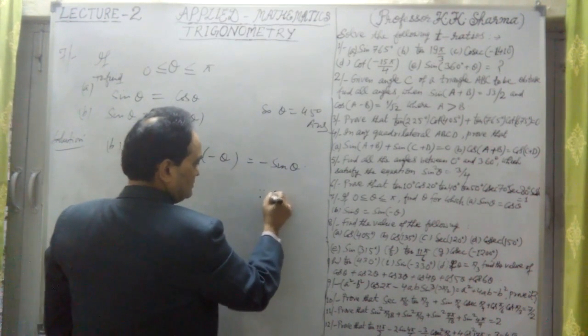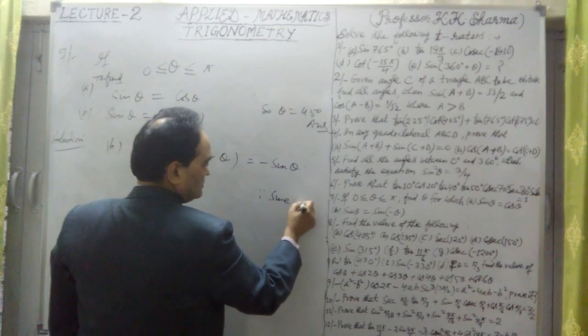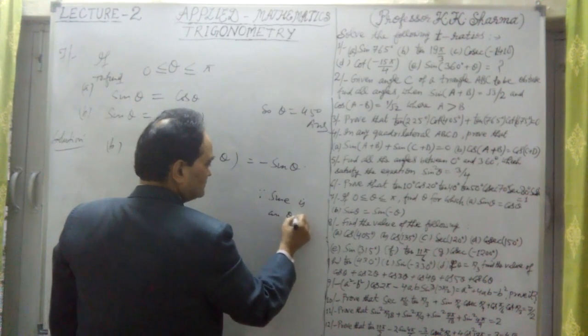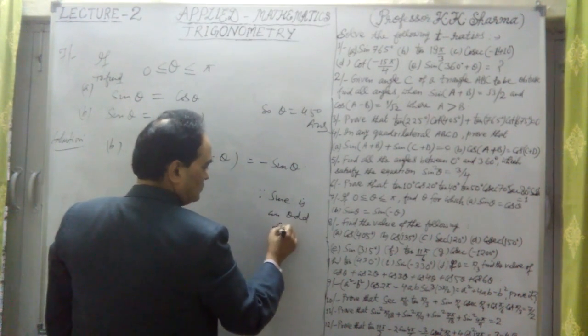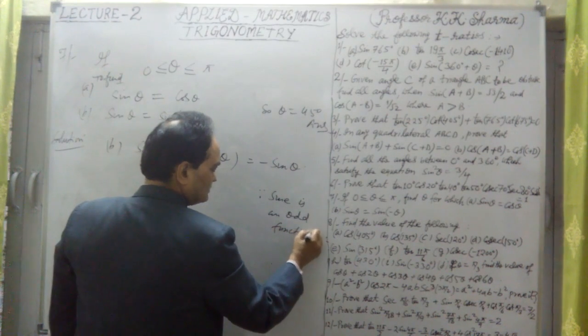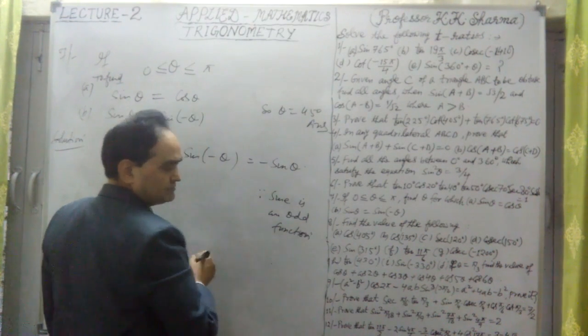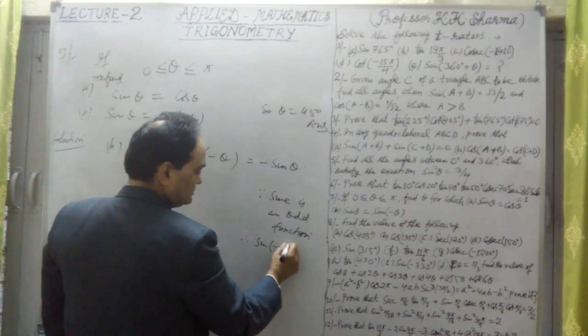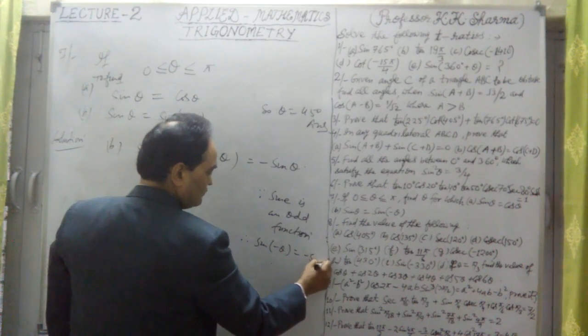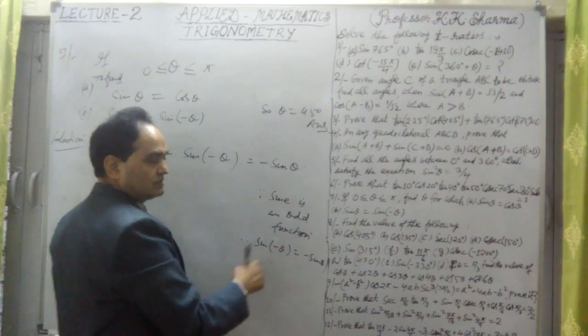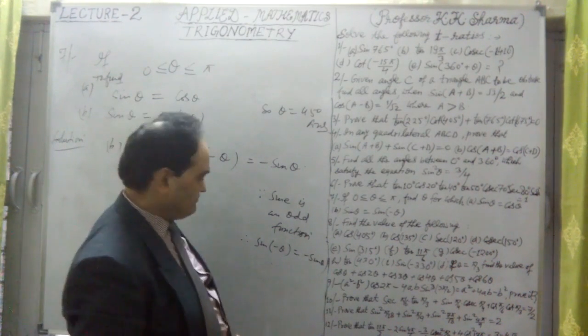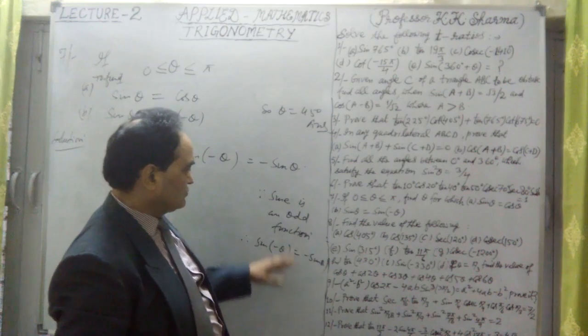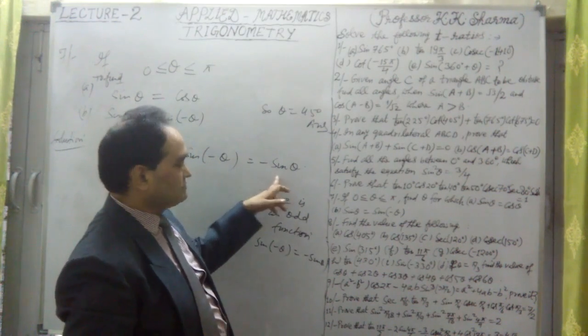Since sine is an odd function, the negative of the angle gives the negative of that function. Therefore, sine of minus theta equals minus sine theta. Odd function means it becomes negative for a negative angle. So we can write sine minus theta is minus sine theta.